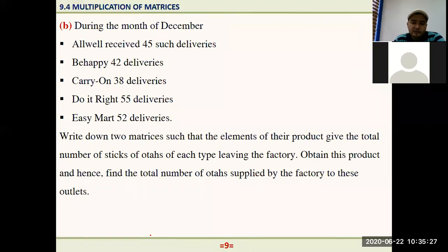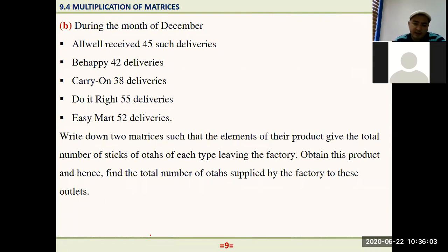Write down two matrices such that the elements of their product give the total number of sticks of OTAs of each type leaving the factory. So, write down two matrices such that the elements of their product give the total number of OTAs of each type. Like, during the month of December, let's say the factory produced how many fish OTAs, how many prawn OTAs, how many squid OTAs, and how many mixed seafood OTAs. That's the question, number one.